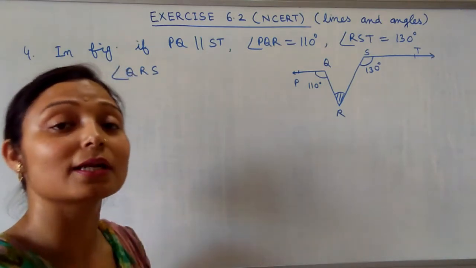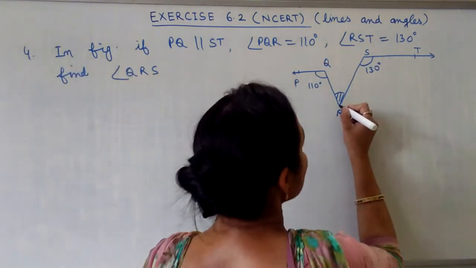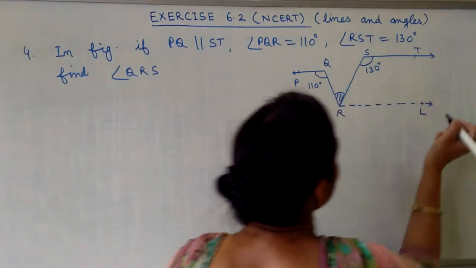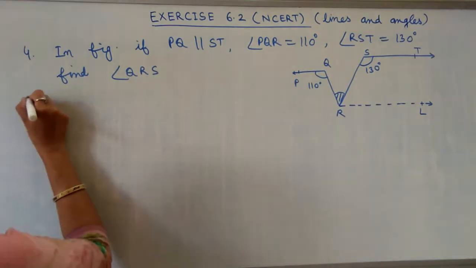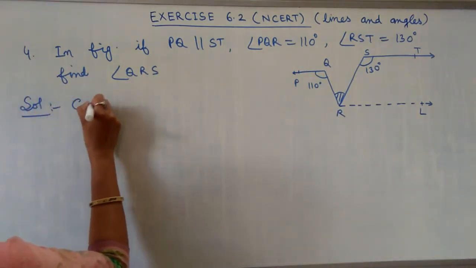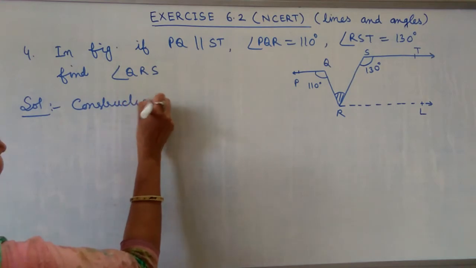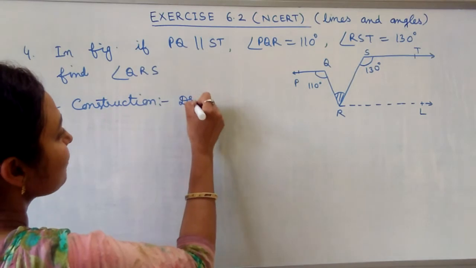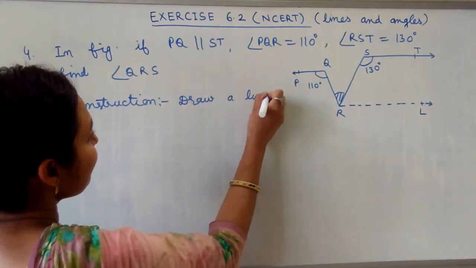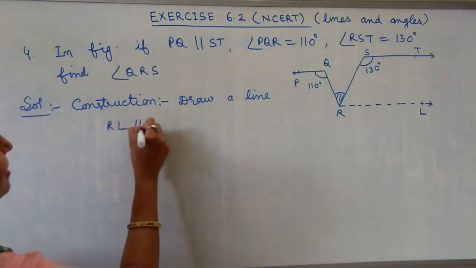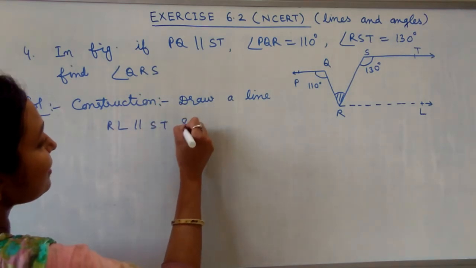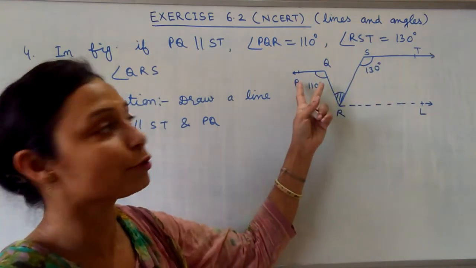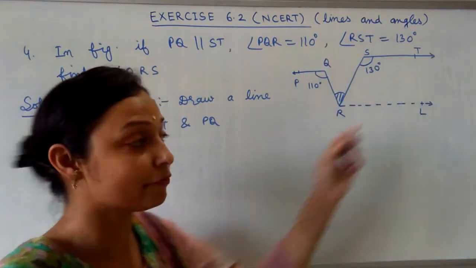You have to construct a line parallel to these two lines. So I have to construct a line. This is L. So write down the construction. Construction is: draw a line RN parallel to ST and PQ, because a line which is parallel to ST is also parallel to PQ, because these two are parallel, which are given to us.